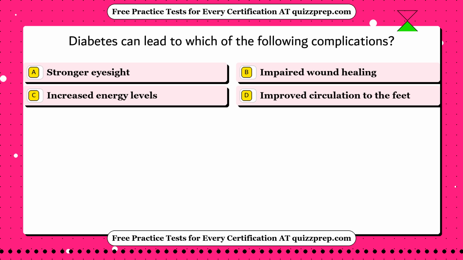Question 13. Diabetes can lead to which of the following complications? Option A, stronger eyesight. Option B, impaired wound healing. Option C, increased energy levels. Option D, improved circulation to the feet.